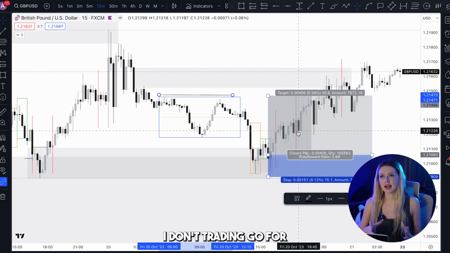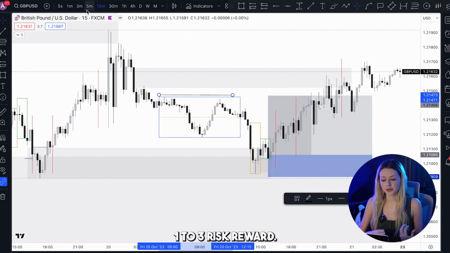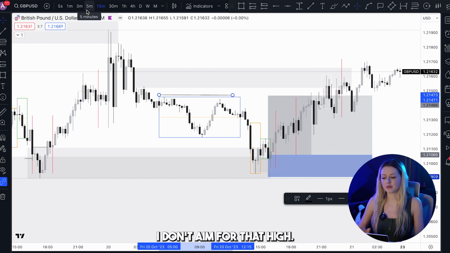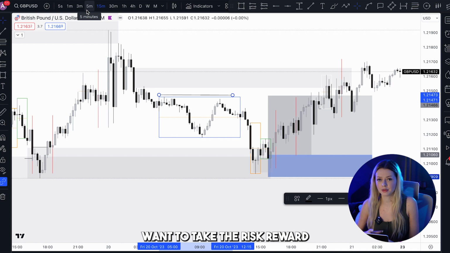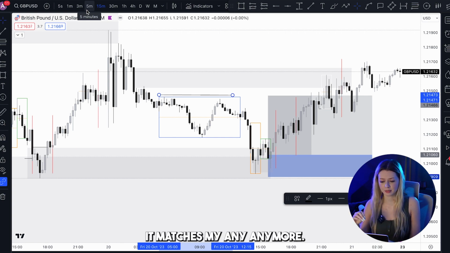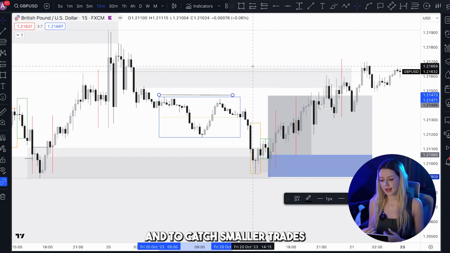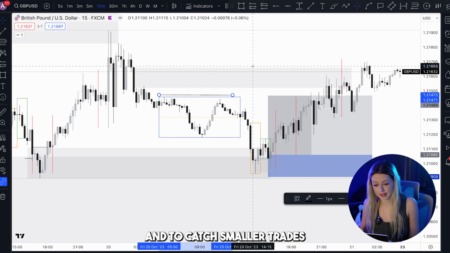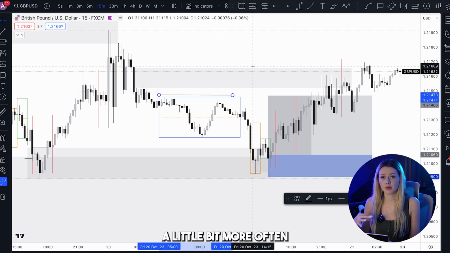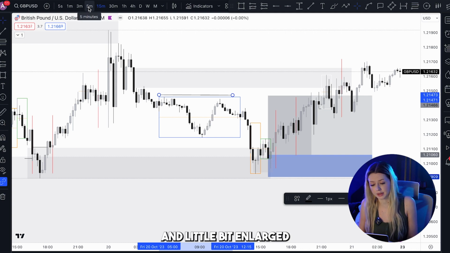However, in this period, I don't really go for more than 1 to 2, 1 to 3 risk reward. I don't aim for that high 1 to 10 risk reward that I achieved in the past because I don't believe that it matches my style anymore. I just like to compound my accounts and to catch smaller trades and to be on charts a little bit more often and to take more entries that have the stop loss a little bit enlarged.